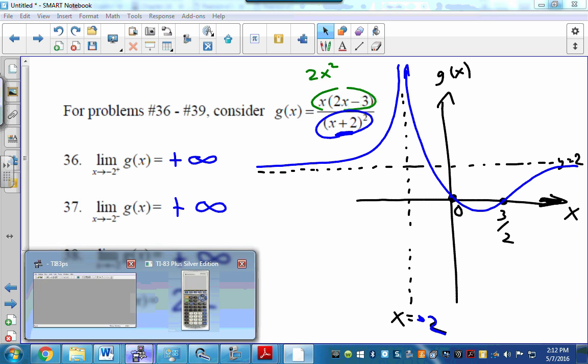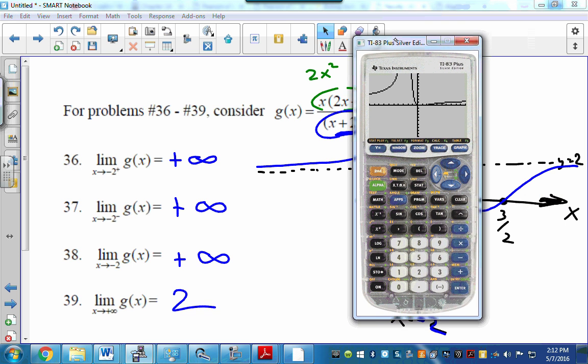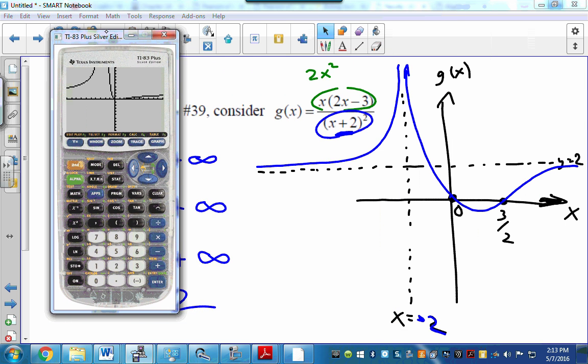Just to double check and make sure we're not goofing things up. Again, we should be able to put this in pretty quickly. X times 2x minus 3 divided by x plus 2 quantity squared. Okay, so here's our standard window, zoom 6. And sure enough, now it's sort of hard to see the behavior. We claim that this does cross the x-axis twice, and in this picture it doesn't seem to. Let me, if I zoom in, maybe I can get a better sense.